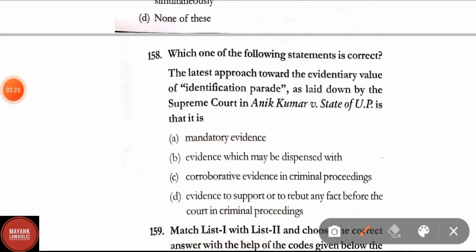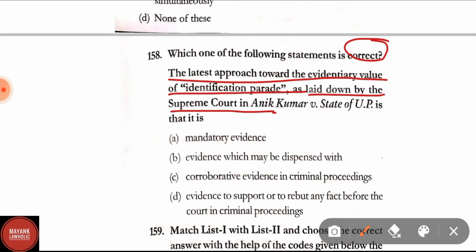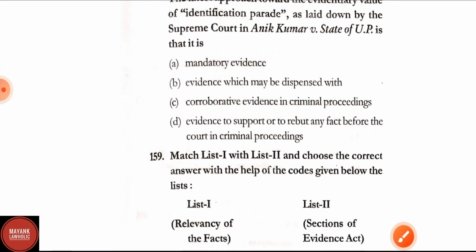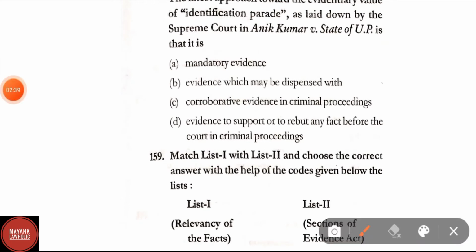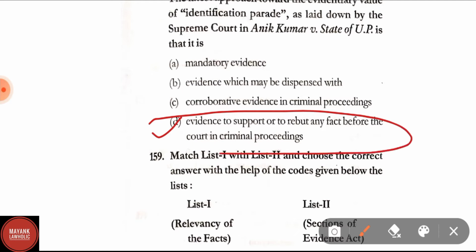Question number 158. Which one of the following statements is correct? The latest approach towards the evidentiary value of identification parade as laid down by the Supreme Court in Anik Kumar versus State of Uttar Pradesh is that it is option A, mandatory evidence, option B, evidence which may be dispensed with, option C, corroborative evidence in criminal proceedings, and option D, evidence to support or to rebut any fact before the court in criminal proceeding. In question number 158, correct answer is option D, that is evidence to support or to rebut any fact before the court in criminal proceeding.